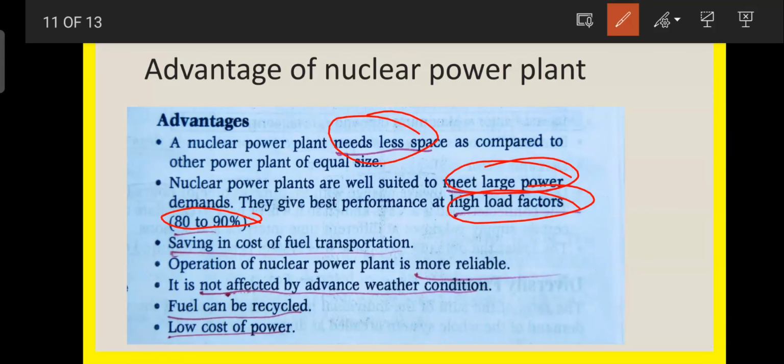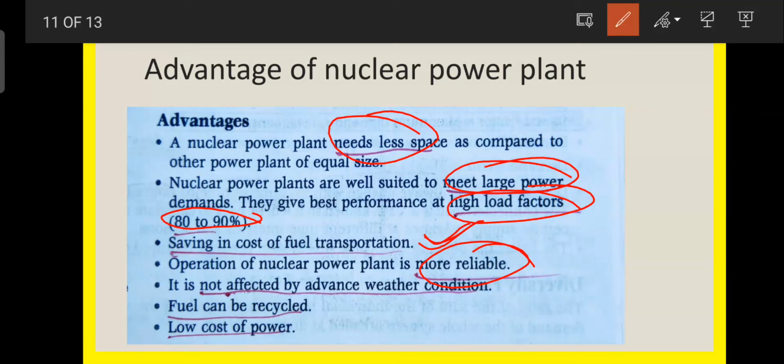of high load factor overall of 80 to 90%, and saving in cost of fuel transportation is very high. Saving in the cost is very high, and very high transportation cost is not required, and the operation of nuclear power plant is more reliable.